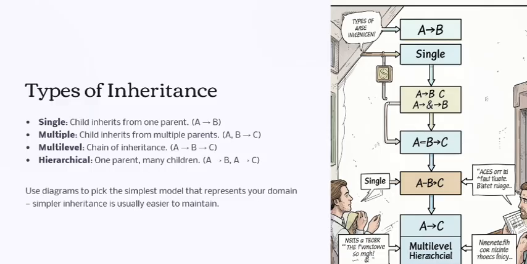Single inheritance means one child class inherits from one parent class. Structure: parent, just see here. This is parent and this is child. Just for example, let's imagine this is Animal, this is Dog. Only one parent is involved. This is the simplest type of inheritance.